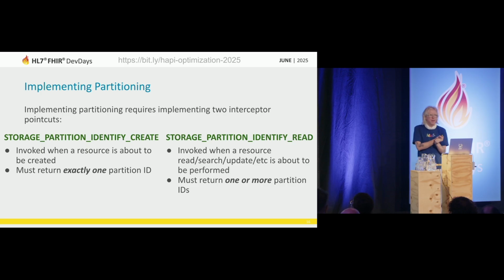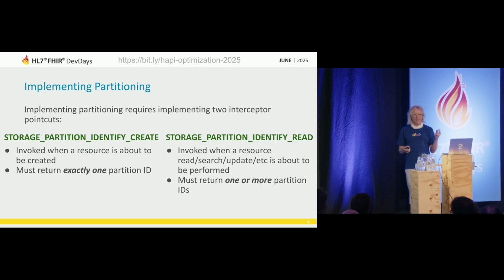The way that you implement partitioning is with an interceptor. That's generally the answer in HAPI-FHIR to how you implement anything. There are 2 pointcuts, I told you we were going to nerd out here a little bit, that we use for implementing partitioning. Storage partition identify create. Basically, you write an interceptor that is invoked every time we're about to create a resource, and that interceptor is responsible for determining which partition the resource should go in. There are no rules about how that interceptor would figure that information out.